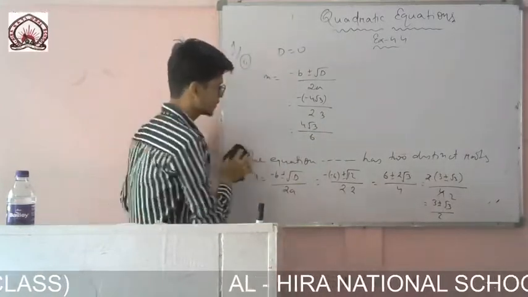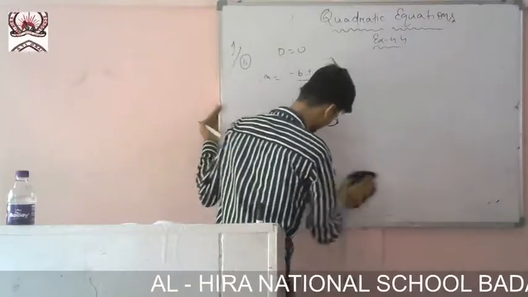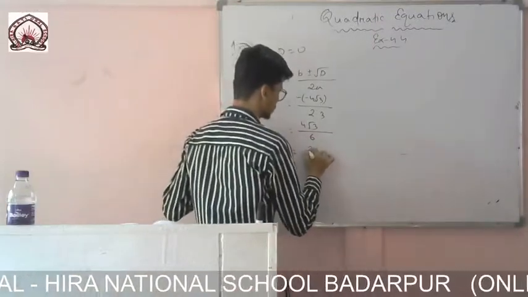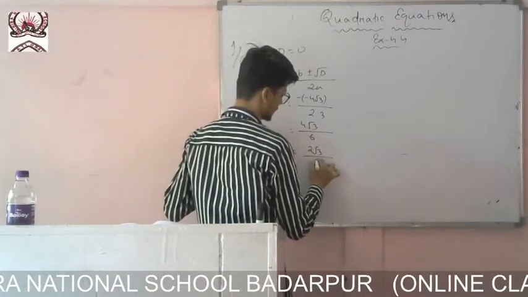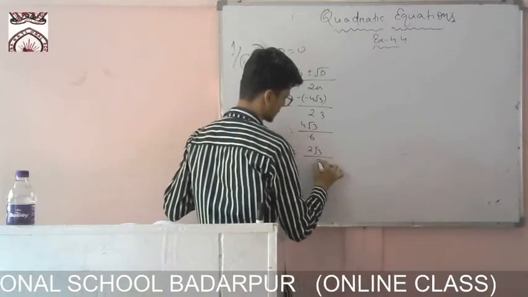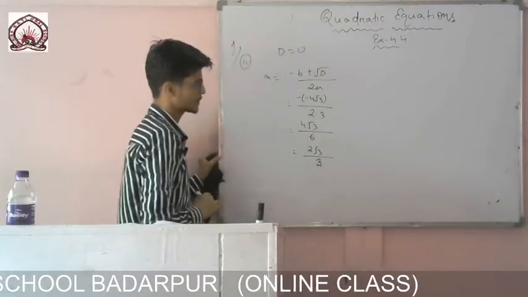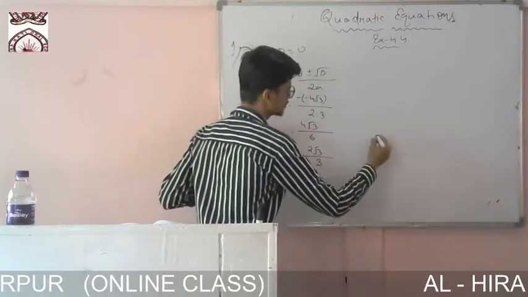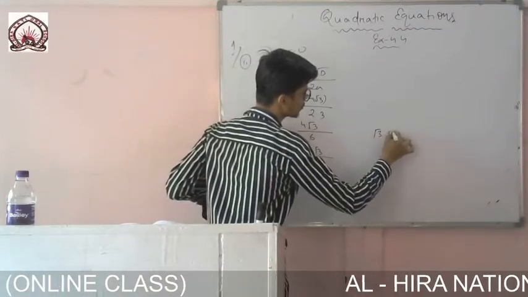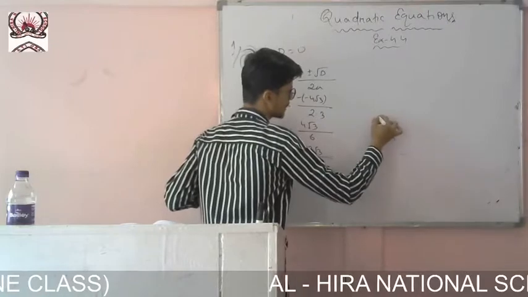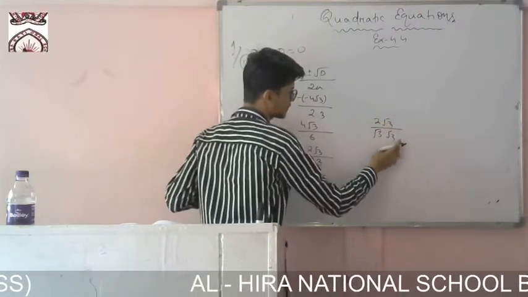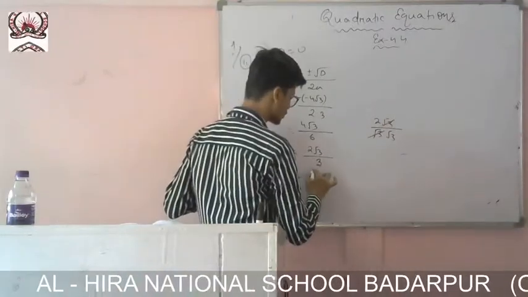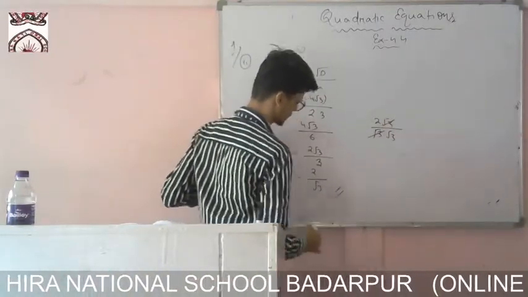So now I can just cancel it by 2. If I cancel it by 2, then it will be 2 root 3 by 3. And again 3 also I can cancel. So root 3 I can write as root 3 into root 3. So in place of 3 if I write root 3 into root 3, then I can cancel 1 root 3. So it will be 2 by root 3 answer.